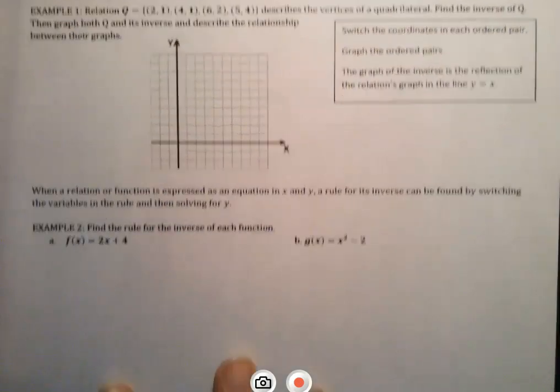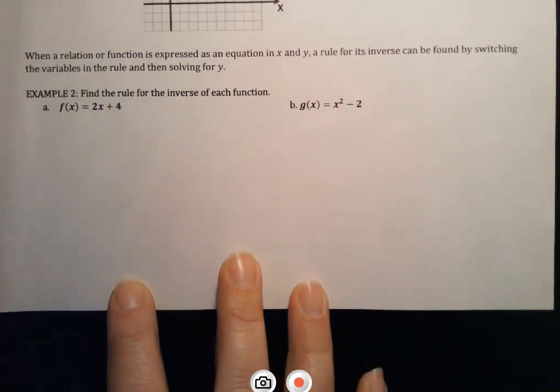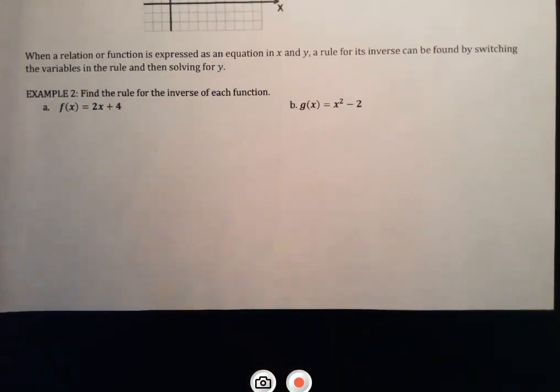Okay. So we're going to apply the same principle with the next thing. When a relation or function is expressed as an equation with x and y, a rule, a rule for its inverse can be found by switching the variables in the rule. So we switch the variables and then solve for y.